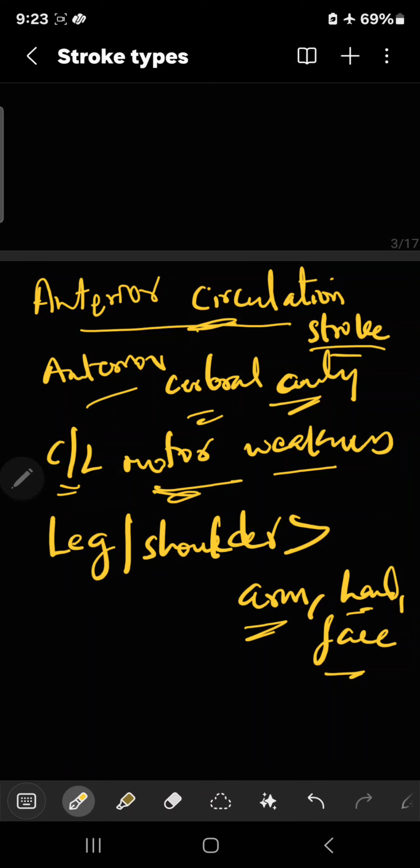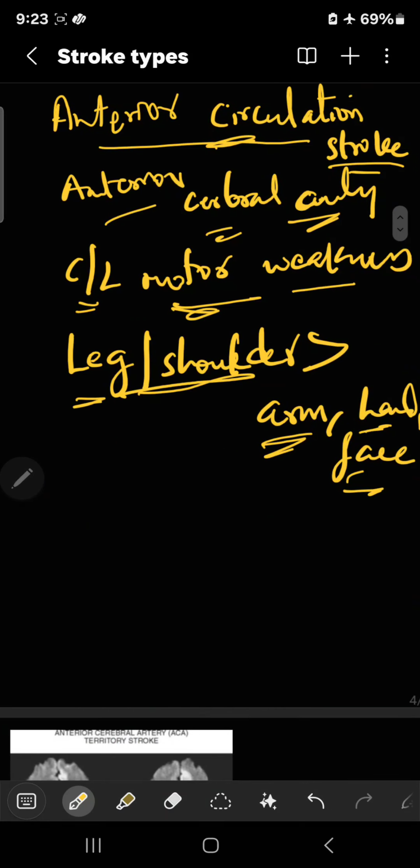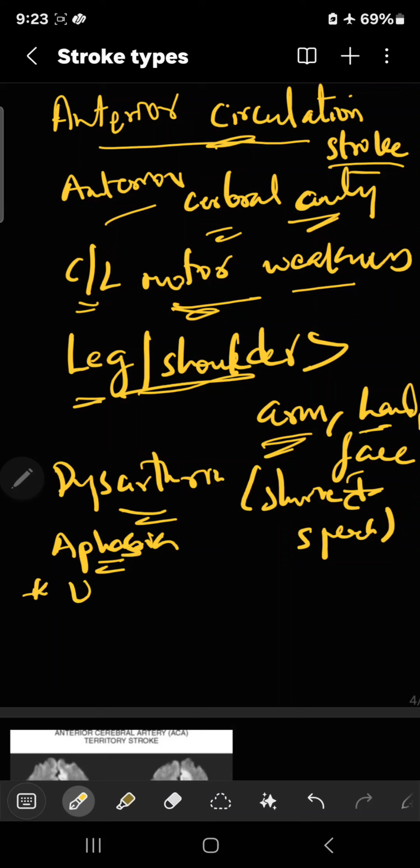So there will be a greater motor power loss in the leg and shoulder than in the arm, hand and face. Next, there will be dysarthria. Dysarthria is slurred speech. And aphasia. Aphasia is when the patient is unable to talk. And this is the specific symptom in anterior circulation stroke: urinary incontinence.